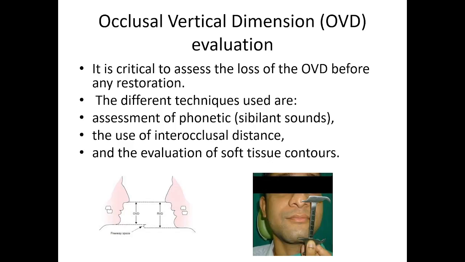Occlusal vertical dimension is a very important parameter to be evaluated whenever you have a tooth wear management case. It is critical to assess the loss of the occlusal vertical dimension before any restoration. The different techniques used are assessment of phonetics like sibilant sounds, the use of interocclusal distance, and the evaluation of soft tissue contours. The most commonly described method includes the freeway space evaluation, patient resting vertical dimension, RVD, and the use of calipers or a Willis gauge.